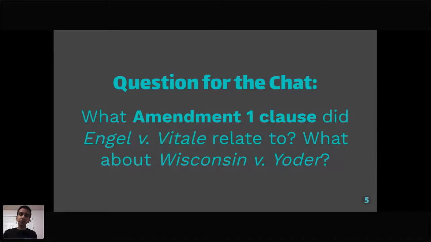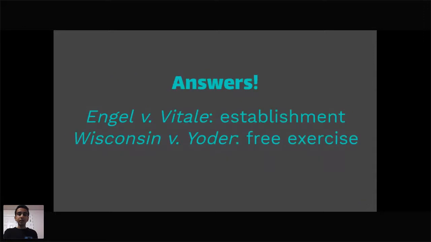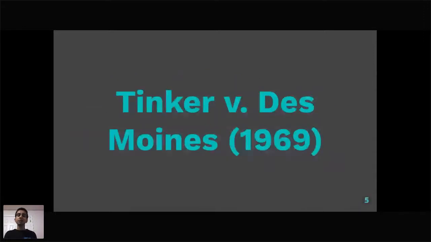Great job, Dakota. All right, so the next case we're going to talk about is Tinker versus Des Moines. This happened a few years prior to Wisconsin versus Yoder, in 1969. One thing that I do want to emphasize is that you don't need to know these exact dates. I know some teachers require you to memorize the years where these cases happen. It's helpful to know the general time in which they happen to contextualize.